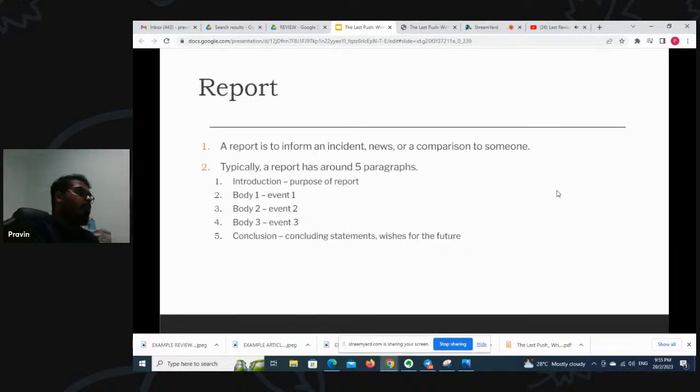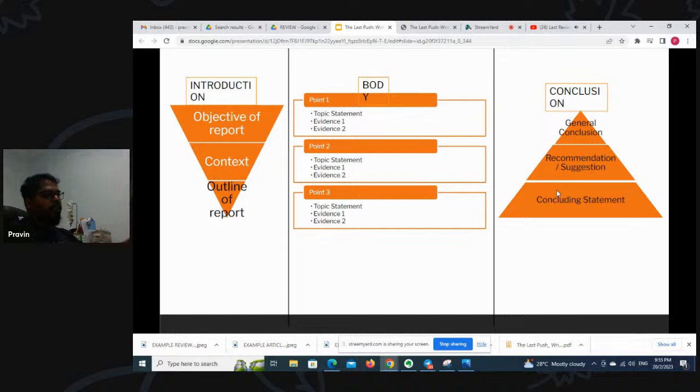Okay. Report. Okay, and this is our last one. Okay, report. Report ni same thing. Introduction ada objective report kamu. Kenapa you tulis report ni? The purpose of this report is apa? Okay, apakah tujuan kamu tulis report tu? And then context, okay. Contoh, the purpose of the report is for our Merdeka Day.